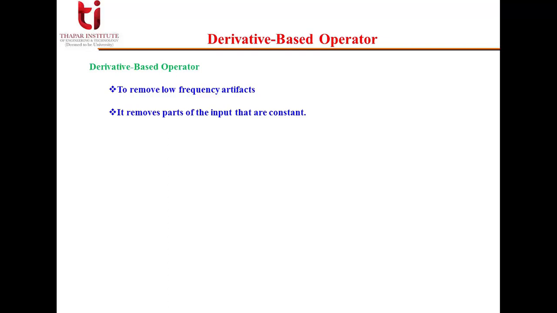The derivative based operator removes the parts of the input that are almost constant. We know that if we take the derivative of a constant, it will be 0. So in this case also, it will remove the parts in the input which are almost constant, and large changes in the input lead to high values in the output of the derivative operator. The derivative based operator is a kind of moving average filter, but in this some of the coefficients will be negative, as you can see in the simplest form of this operator.